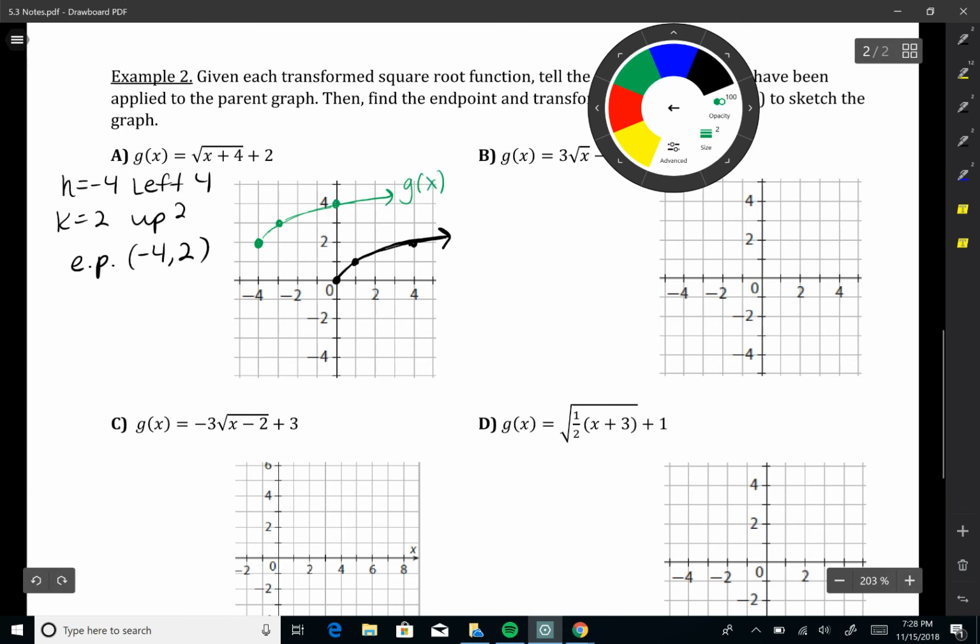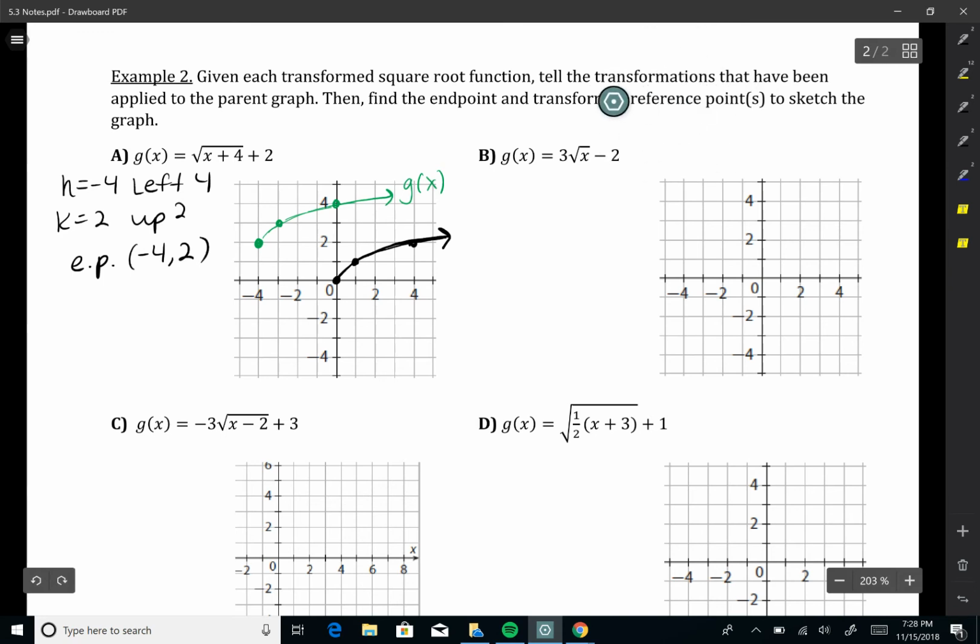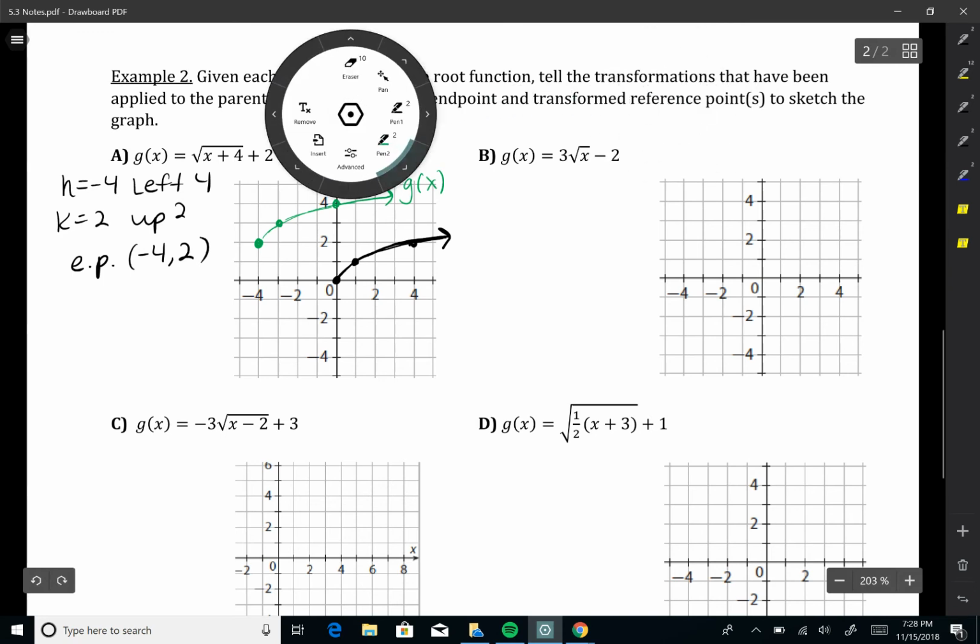Let's look at B. I'm going to draw my original graph on B as well. I have 0, 0, 1, 1, 4, 2, something like that. In letter B, I have 3 on the outside. That's my A value, which is on the outside. So that's a vertical stretch by 3.